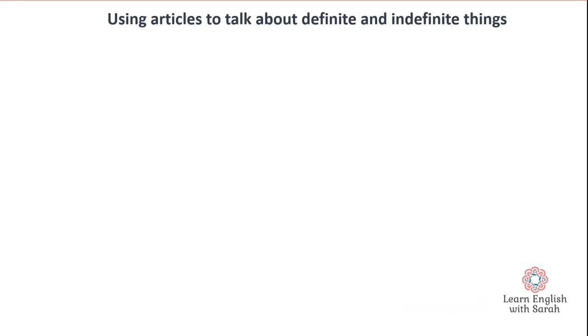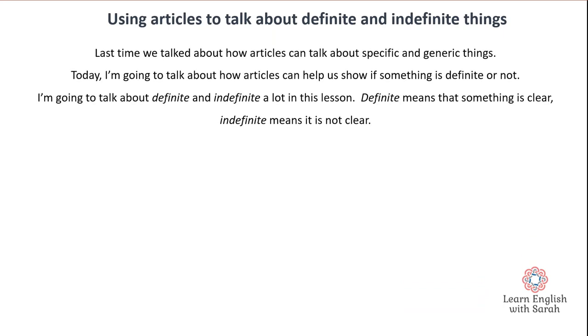So today we're going to talk about using articles to talk about definite and indefinite things. Last time we talked about how articles can help talk about specific and generic things, but today I'm going to talk about how articles can help us show if something is definite or not. So I'm going to talk about definite and indefinite a lot in this lesson. Definite means that something is clear, and indefinite means it's not clear.